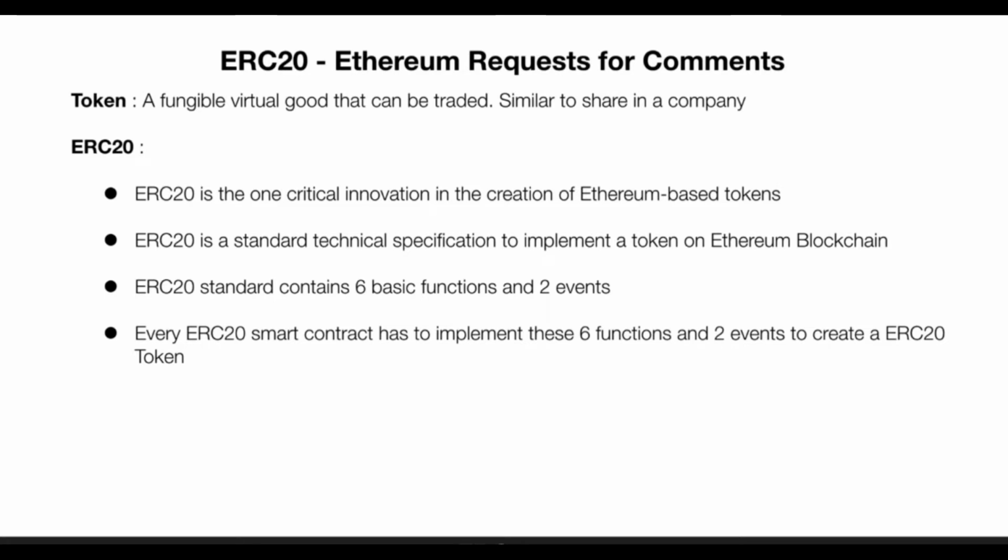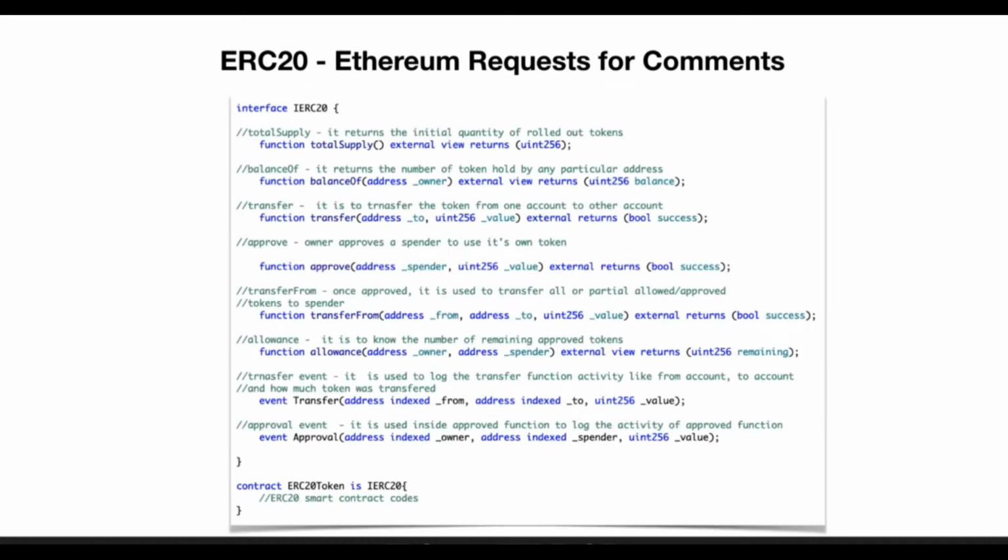ERC20 is a standard technical specification to implement a token on the Ethereum blockchain. So it is not a technology, it's a set of commands that a token should implement. The ERC20 protocol standard contains 6 basic functions and 2 events that any token should implement to enable trading. Each ERC20 smart contract needs to implement all these 6 functions and 2 events to be a fully compliant ERC20 token. Here you can see I have an interface with 6 functions and 2 events.